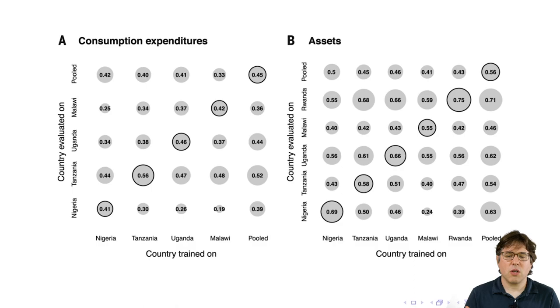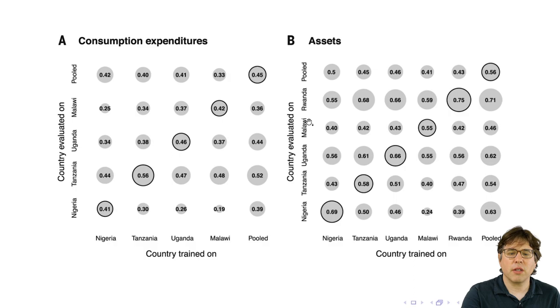And so what Jean et al. did in their paper is, for example, here at panel A, which is about consumption expenditures, they would train the model in Nigeria, and then they would use the model to try to make estimates about other countries. And so what we see is, in general, models do best when they're trained on their own country, which kind of makes sense. But we also see that they can do an okay job of making estimates about countries that they weren't trained on. So it shows that the things they are learning in these images are general enough that they can work across countries.